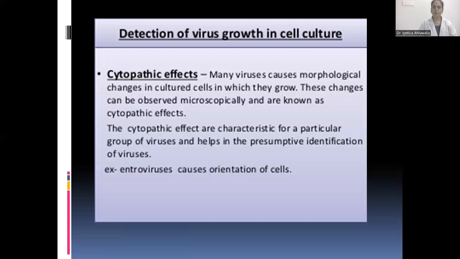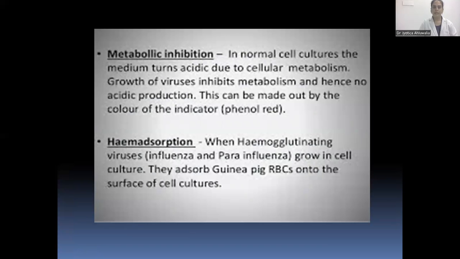The detection of virus growth in cell culture can be by the cytopathic effects. There can be crenation of the cells or syncytial formation. Also, focal degeneration or granular clumps can be seen with enterovirus, measles virus, herpes, and adenovirus, respectively. We can use an indicator to find out the metabolic inhibition, which can be detected as the medium turns acidic due to cellular metabolism, and there will be no acid production if the virus is grown, as it inhibits the metabolism.